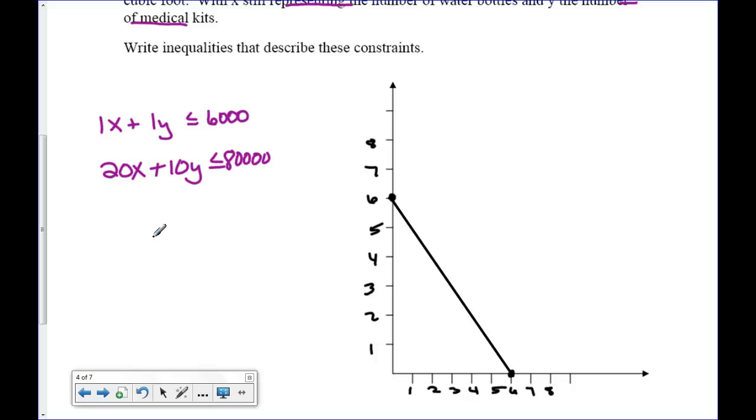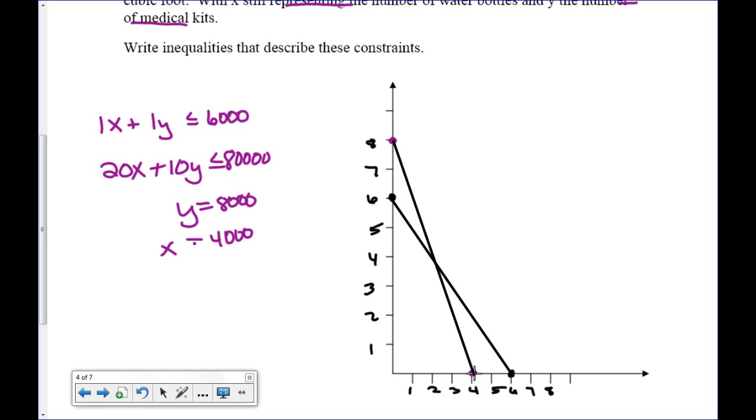We want to do the same thing with the second one. So if I cancel out my x's, my y's would be 8,000, right? So I come up to the 8 and put a point. If I cancel out my y's, what's my x going to be? What's 80,000 divided by 20? 4,000, okay? That would be right here. I'm going to connect my point from the 8,000 on the y-axis to 4,000 on the x-axis.